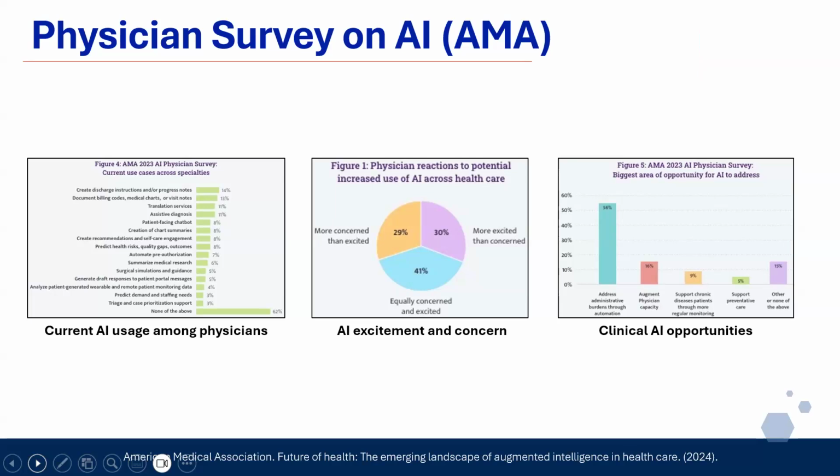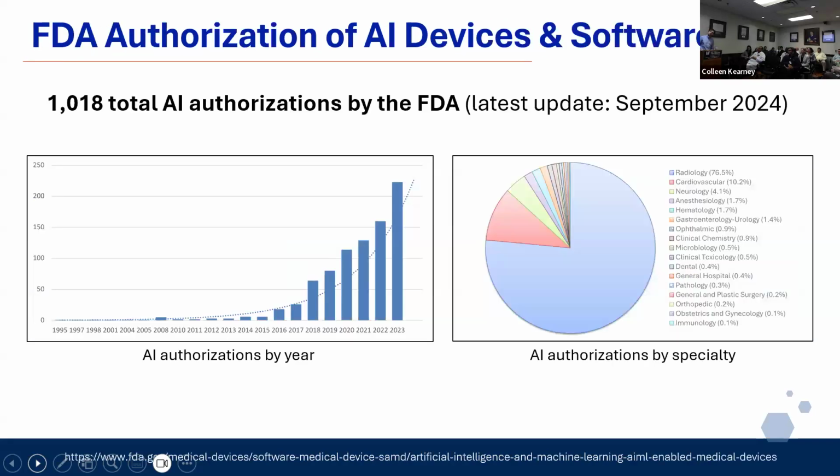And then finally, we have the clinical AI opportunities, where you see the first bar there. The majority, it's probably hard to read here, is addressing administrative burdens through automation. I think note taking and summarization fall into that category. But I'm also pretty interested in this next one, which is augmenting physician capacity. I'm not sure exactly what that means, but that sounds a little more in line with some of the critical care, continuous monitoring stuff that I talk about later in the presentation.